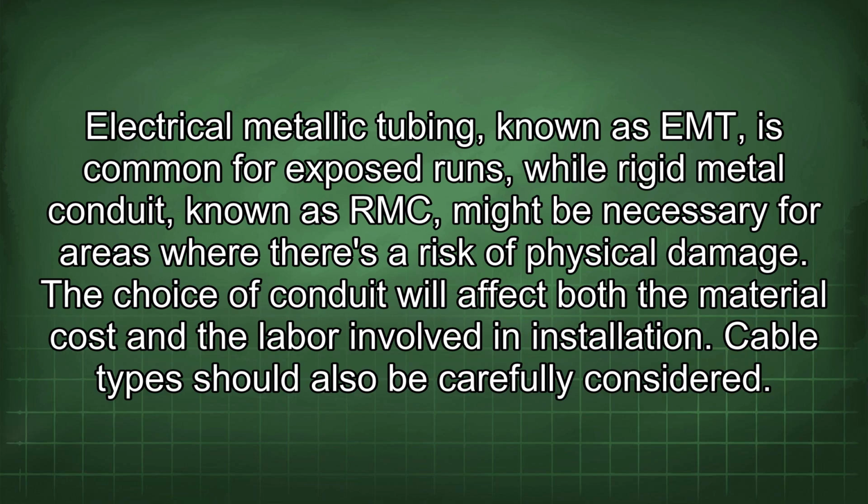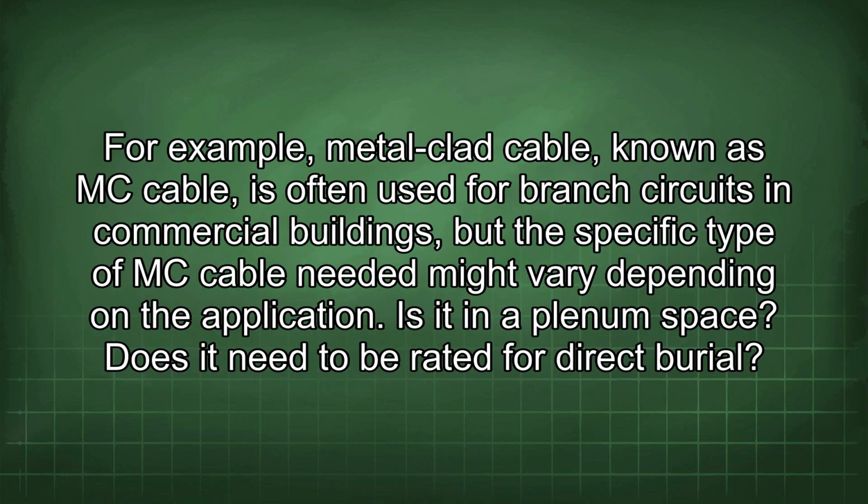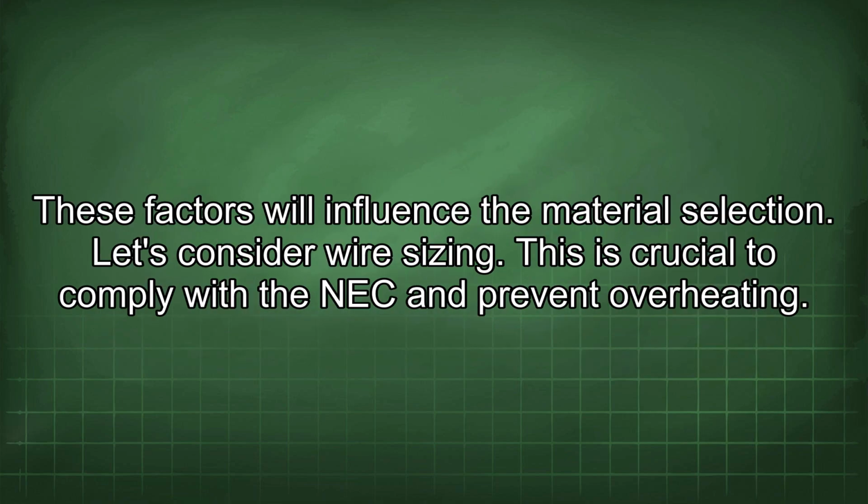Cable type should also be carefully considered. For example, metal-clad cable, known as MC cable, is often used for branch circuits in commercial buildings, but the specific type of MC cable needed might vary depending on the application. Is it in a plenum space? Does it need to be rated for direct burial? These factors will influence the material selection.